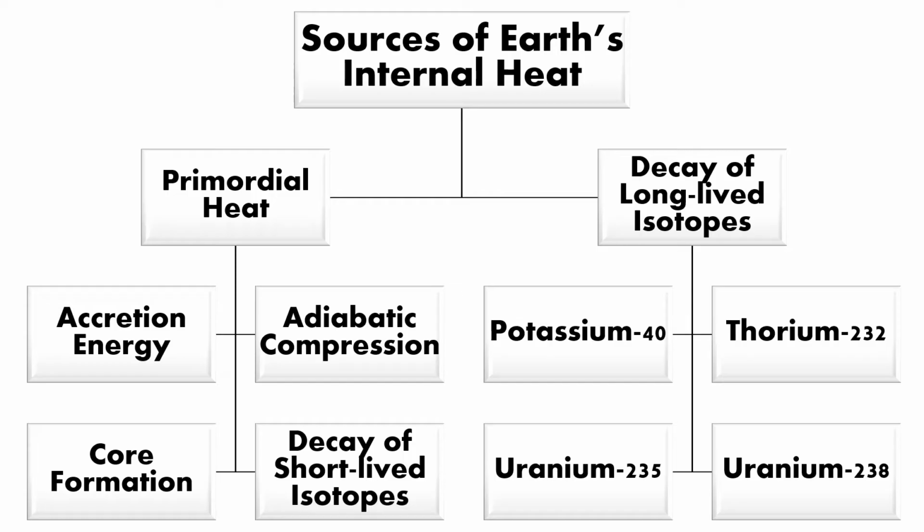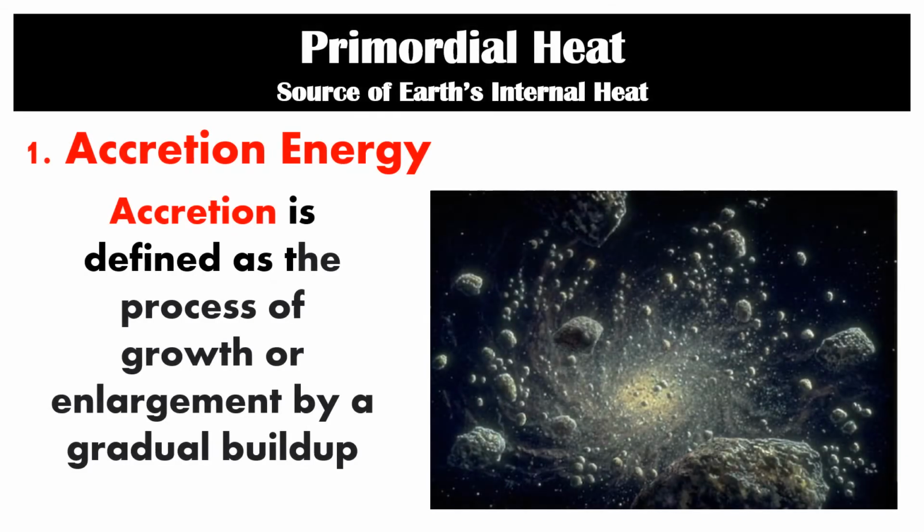Aside from primordial heat, 50% of the heat ng planeta natin is coming from the decay of long-lived isotopes. So this involves potassium-40, thorium-232, uranium-235, and 238. Isa-isahin natin ang sources of primordial heat.